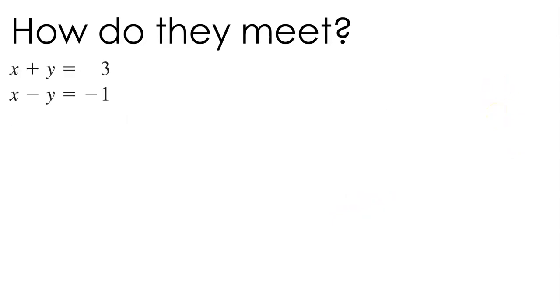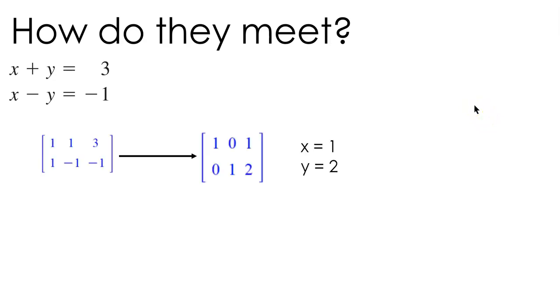This one we have here, x plus y equals 3, x minus y equals -1. The augmented matrix looks like that. And when I put it in reduced row echelon form, I get this 1, 0, 1, 0, 1, 2. Reading from that, I can see that x equals 1 and y equals 2. So these 2 lines meet at a point.